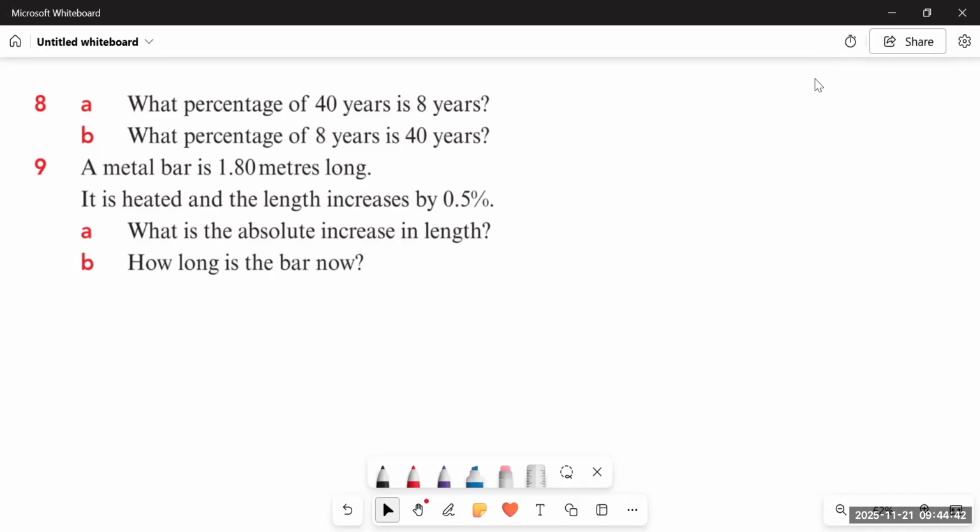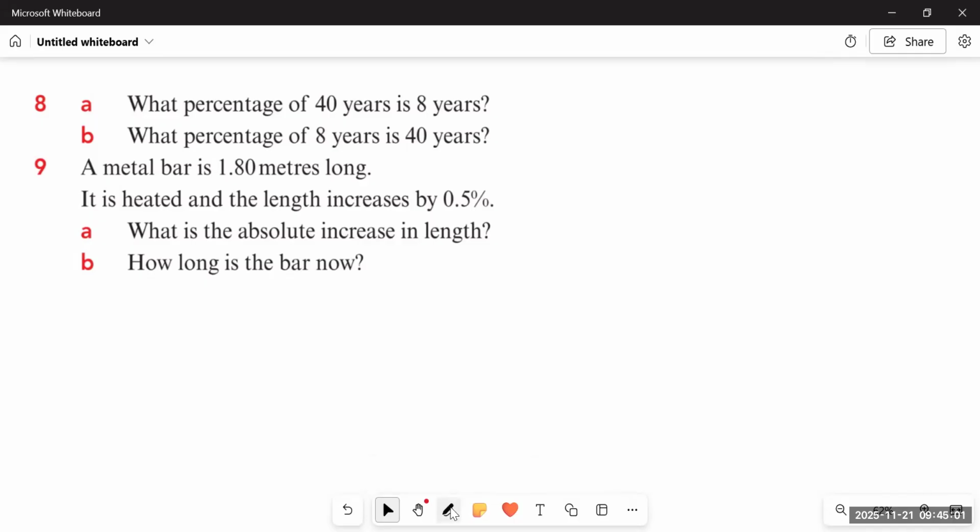This is Cambridge Lower Secondary Mathematics Book 8. We have already started with chapter number 10, which is related to percentages, increases, and decreases. And we are done with the first 7 questions. Now we'll move to question number 8, where the statement says, what percentage of 40 is 8?